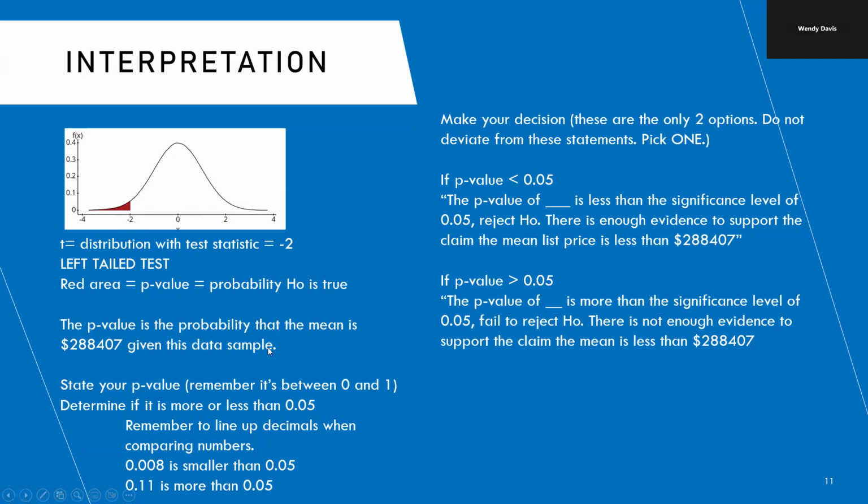So in your report, remember, state your p-value. It cannot be more than 1. You don't have to type this. Remember, it's between 0 and 1. I'm telling you this to make sure when you state your p-value, don't say that it's more than 1.